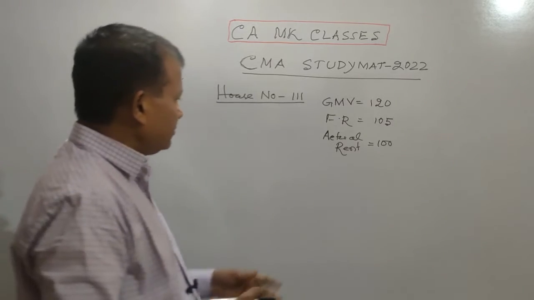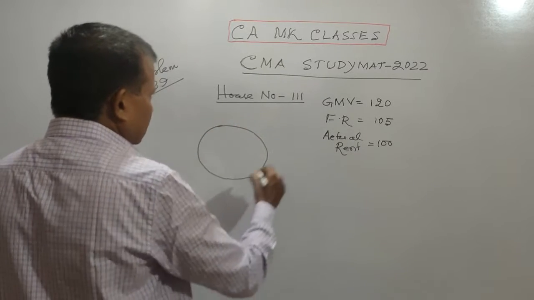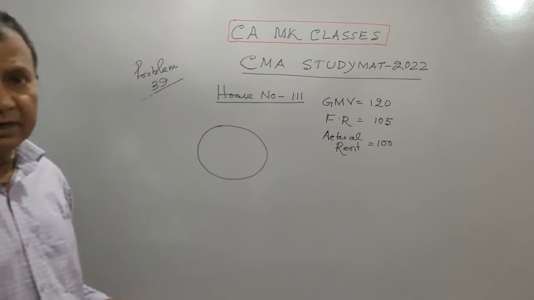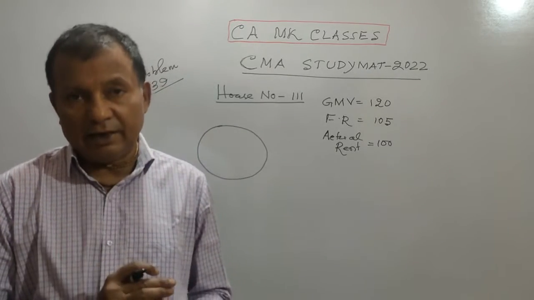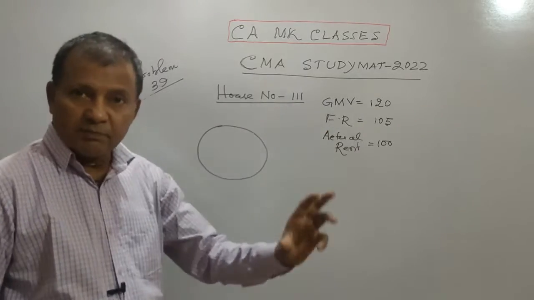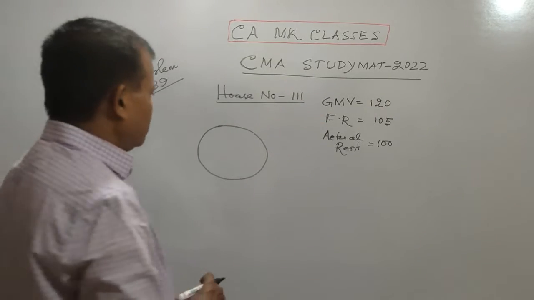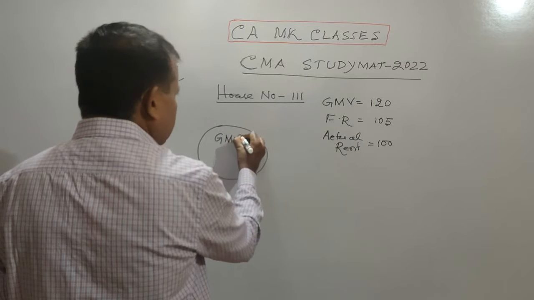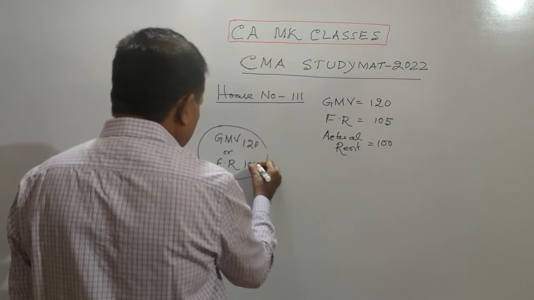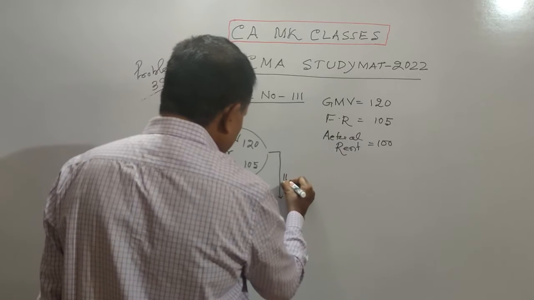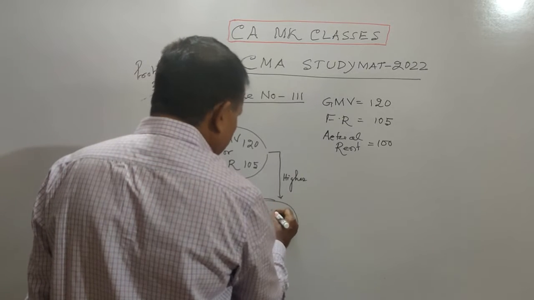So what we have to do? The standard rent is not given. So let us come to the flowchart. In this problem 39, they are asking you to find out the annual value or gross annual value. Gross municipal value or fair rent, whichever is higher. So 120 gross municipal value or fair rent, whichever is higher. The higher one will go over here, 120.